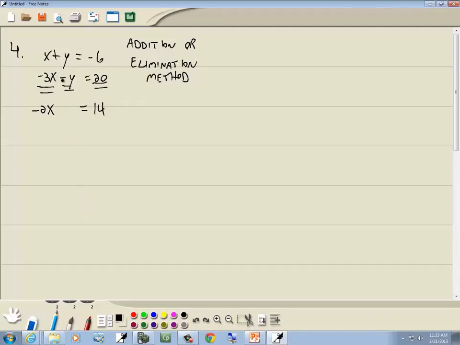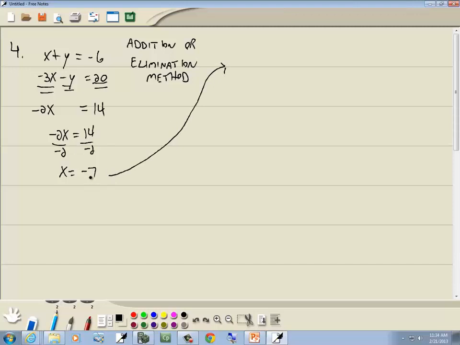So we're adding them, and you see that the purpose of it is to eliminate one of your variables. We want one of them to disappear, and the y's disappeared here, so that works out really nice. And now we're left with something we can solve easily. So I'm going to go ahead and divide both sides by -2 to get the x by itself, and we get x is equal to -7.